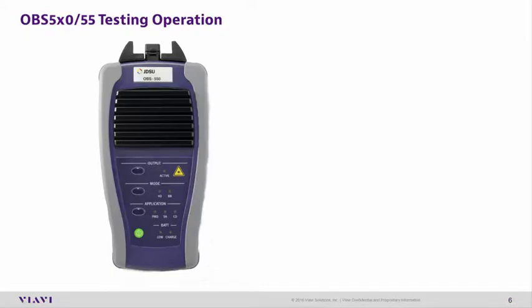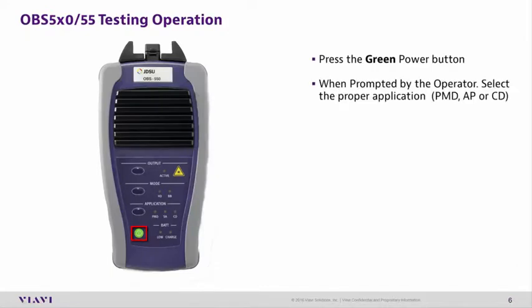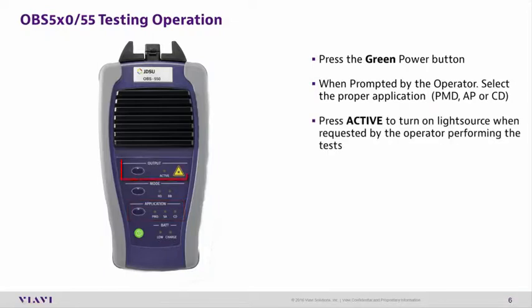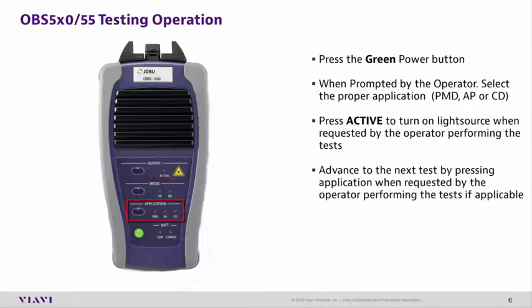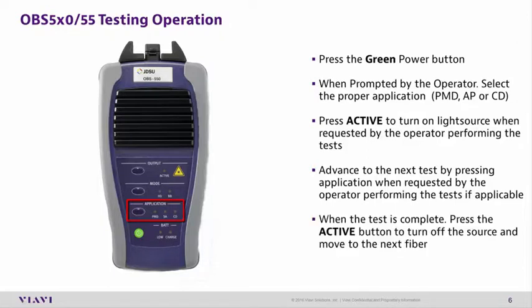Optical broadband source testing operations. Press the green power button. When prompted by the operator, select the appropriate application, PMD, AP, or CD. Press Active to turn the light source on when requested by the operator performing the test. Advance to the next test by pressing the application key again when requested by the operator. When the test is complete, press the Active button again to turn the source off. Disconnect and move to the next fiber.